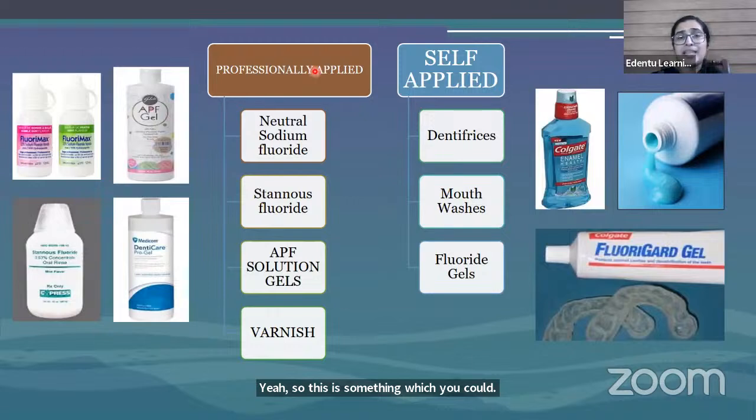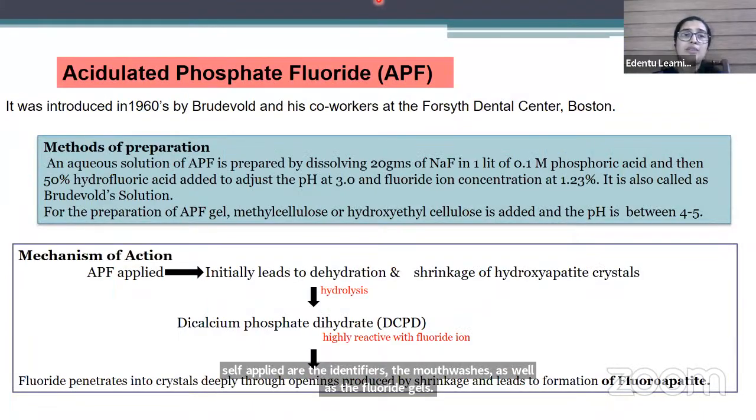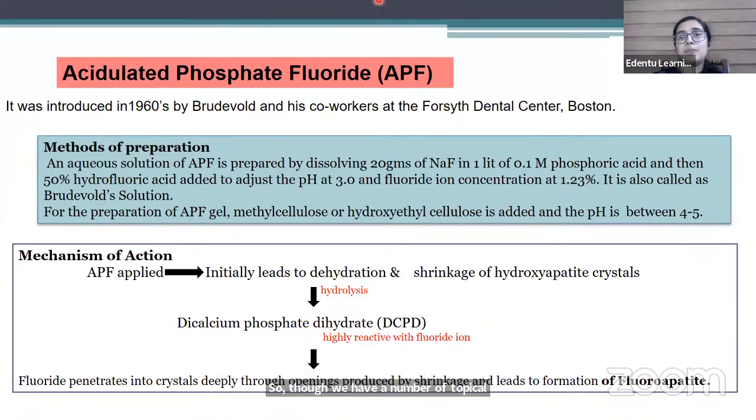The professionally applied topical agents are neutral sodium fluoride, stannous fluoride, APF solution and gels, and varnish. The self-applied ones are dentifrices, mouthwashes, and fluoride gels. Though we have a number of topical fluorides, the one very important from the examination point of view is acidulated phosphate fluoride. It was introduced by Brudevold, because of which the technique of application is also called the Brudevold technique.